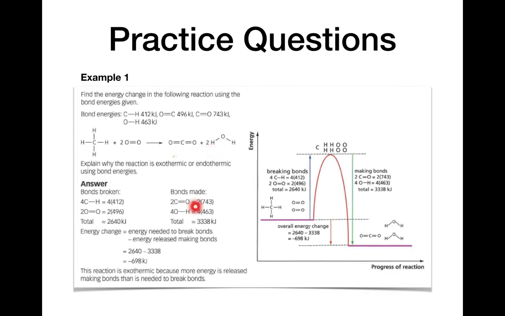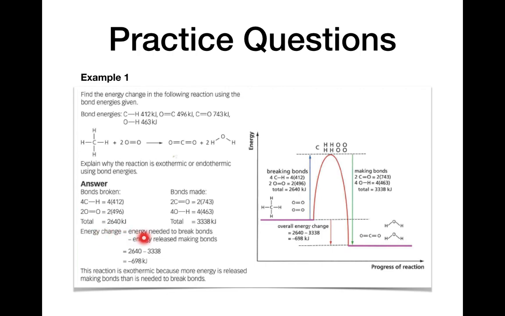Okay, my carbon-oxygen bonds are 743 kilojoules, and I have 2 of these, 1, 2. So times that by 2. My oxygen-hydrogen bonds, here we go, 463 kilojoules. I have 1, 2, 3, 4 of those, because there's 2 waters here being produced. So that's 4 times 463, 3,338.